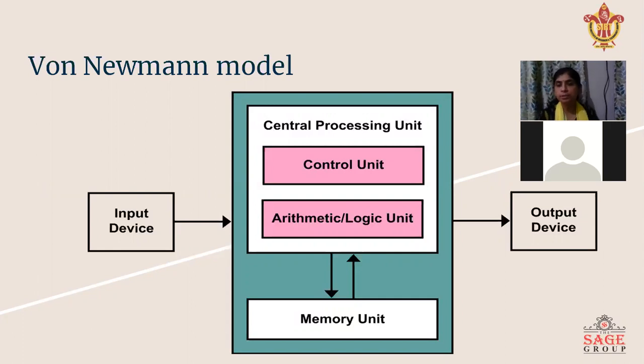Different units are there, five important units: input device, output device, and central processing unit. Under this central processing unit, the control unit and arithmetic logic unit are there. Then a memory unit. These are the five important units.